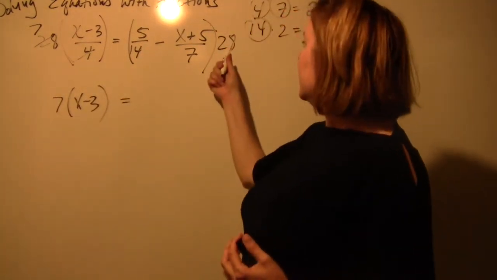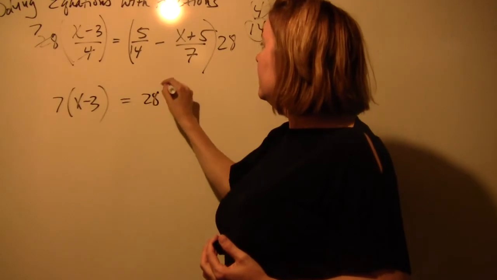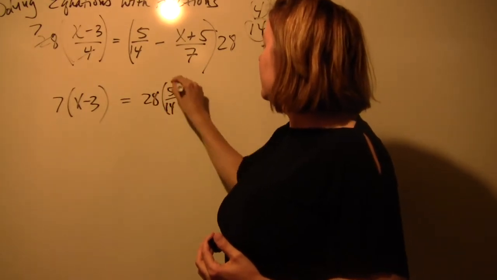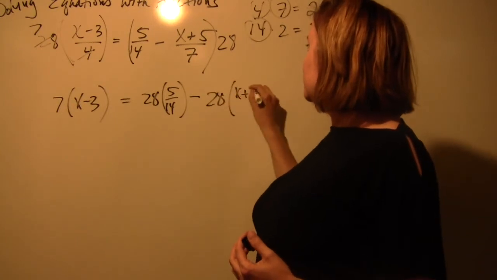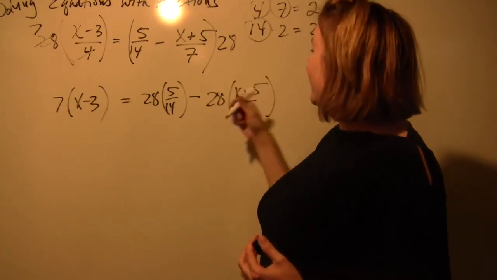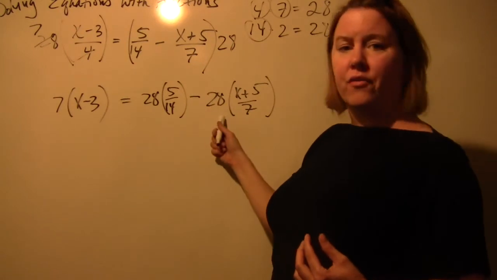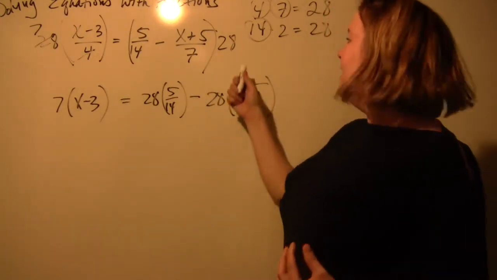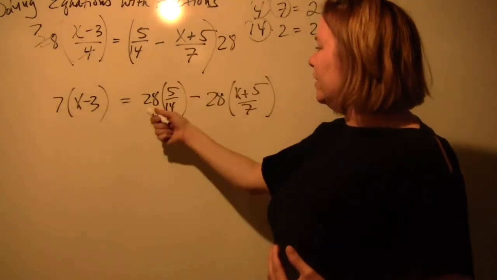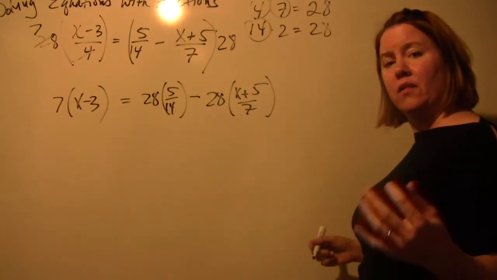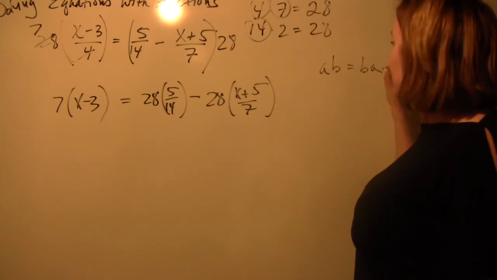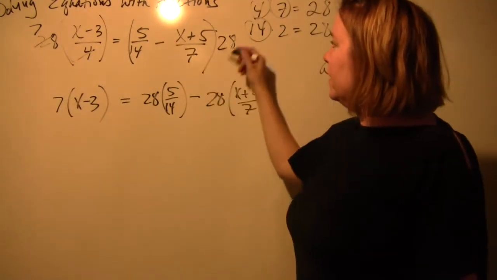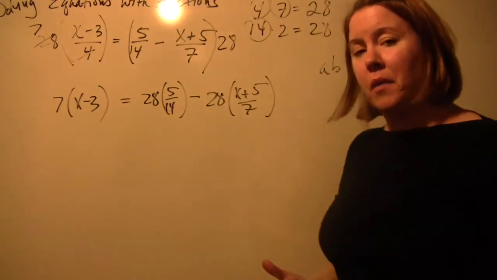equals, this one's going to be 28 times 5 over 14 minus 28 times x plus 5 over 7. Notice I kept my minus sign in front of the 28, and notice that I put the 28 out front. Well, that's the commutative property of multiplication. AB equals BA. So whether 28 is behind it or in front of it, it does not matter.